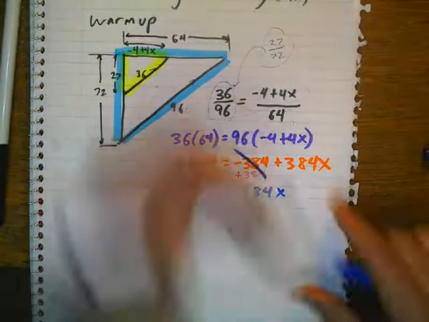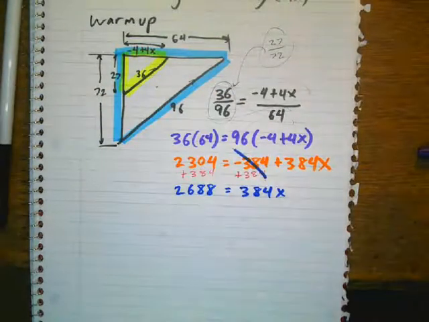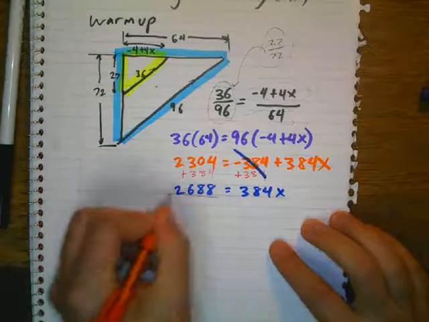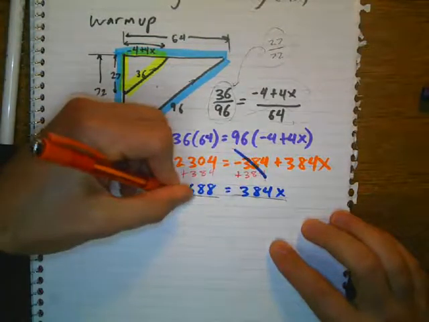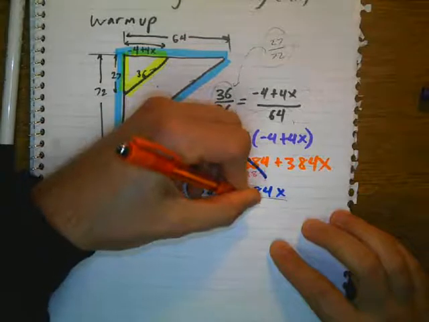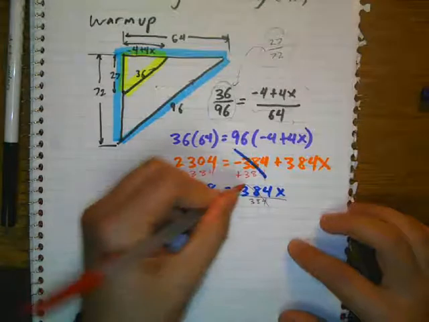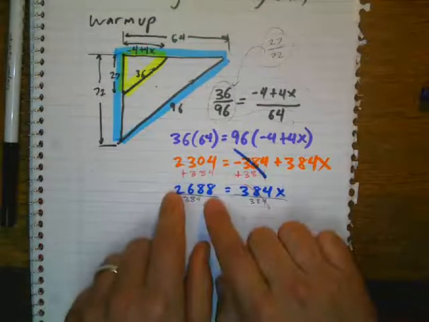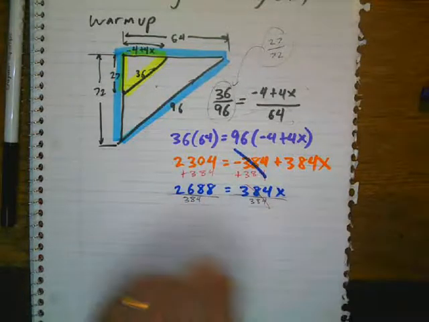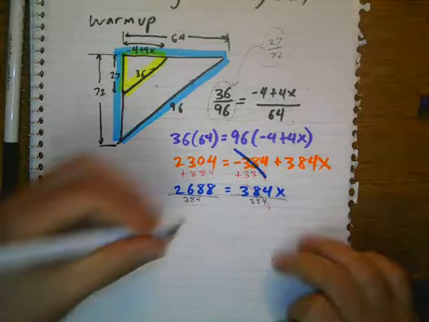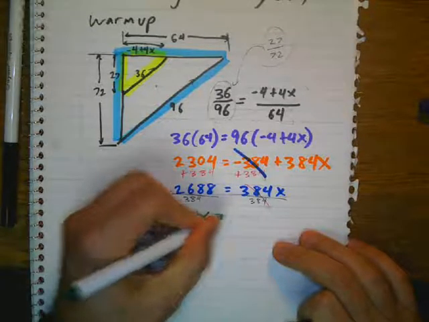384x. And then the next step is divide both sides by 384, and that's going to make that go away. And 2688 divided by 384 is going to give me 7. So we end up with x equals 7.